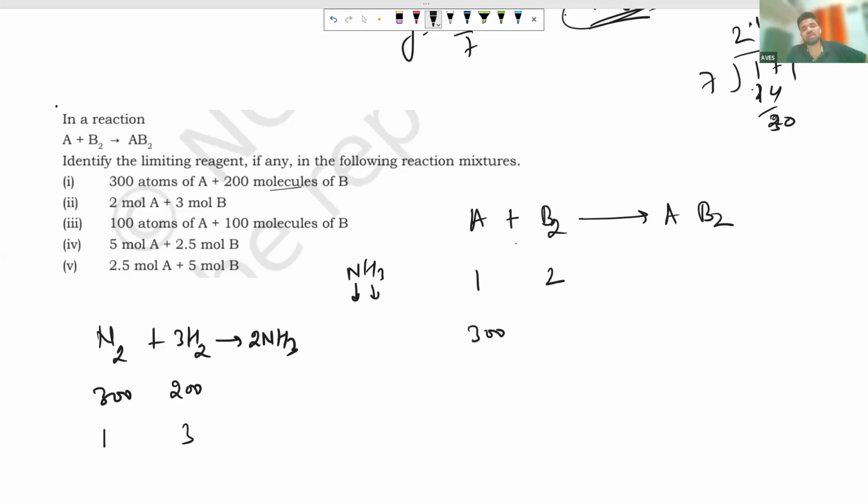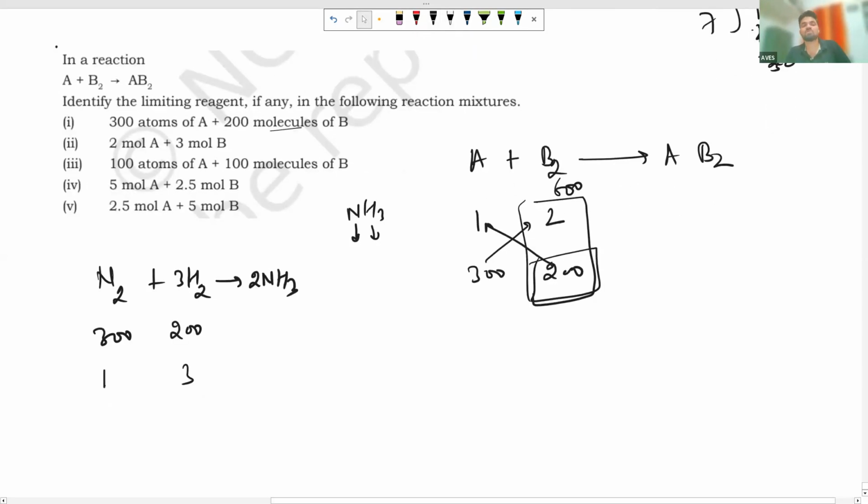This is 300 and this is 200 of B. So which is the limiting reagent? 300. You just multiply this one, and usually where you get more product, you will get 600 here. Okay, yes, sir. So this is the limiting reagent. Now the same number of moles.